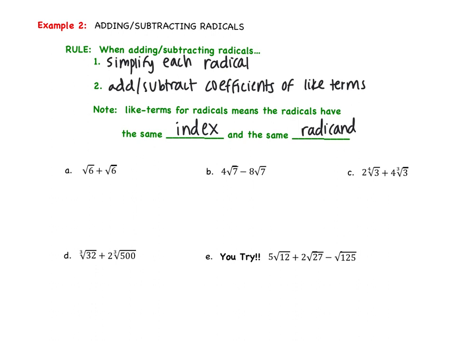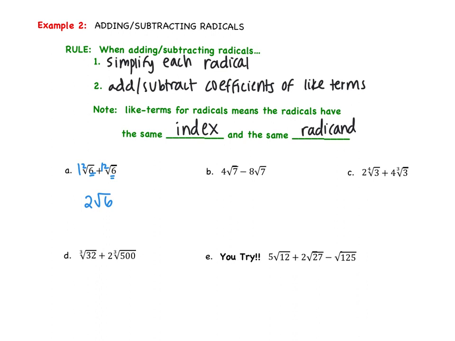Example A, we have root 6 add root 6. If I look at my rule, these cannot be simplified anymore. So I'm going to add or subtract the coefficients of like terms. Are these like terms? Do they have the same index? Yes. Index is 2, it's understood to be there. Do they have the same radicand, the same number underneath the root? Yes, they do. What are their coefficients? A 1 and a 1. So this becomes 2 root 6.